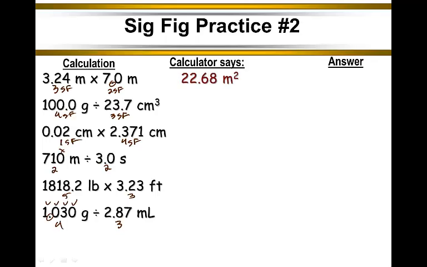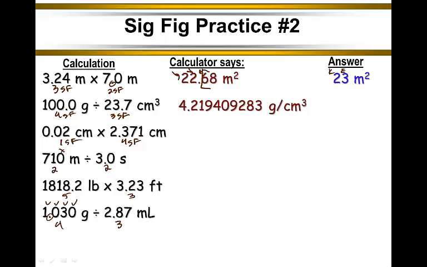When you're multiplying and dividing, go ahead and just get your answer. This is what your calculator should say for the first one. Now, we've got 3 significant figures versus 2. Our answer can only have as many sig figs as the least number of sig figs in your calculation, which is 2. So the final answer would be 23 meters squared. The first 2 is your first sig fig, the second 2 is your second sig fig, and the 6 tells you to round up. So we've got 23 meters squared.